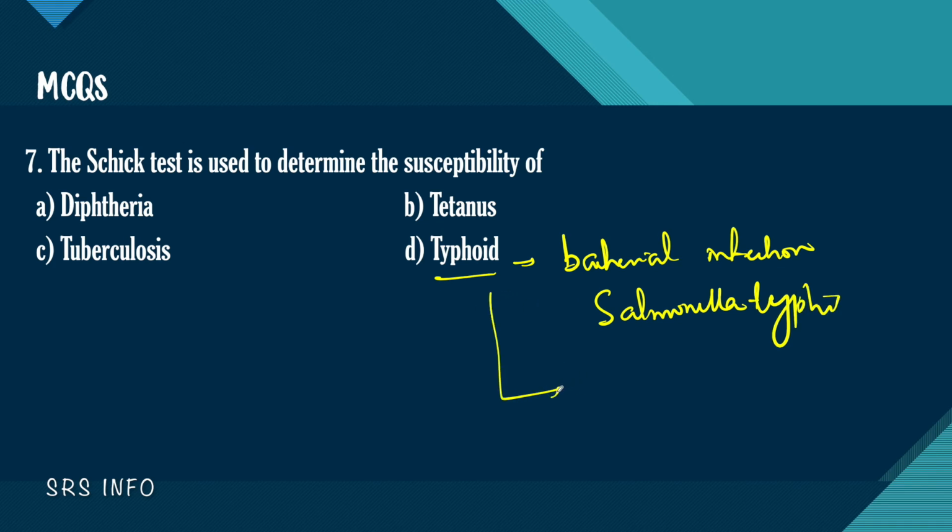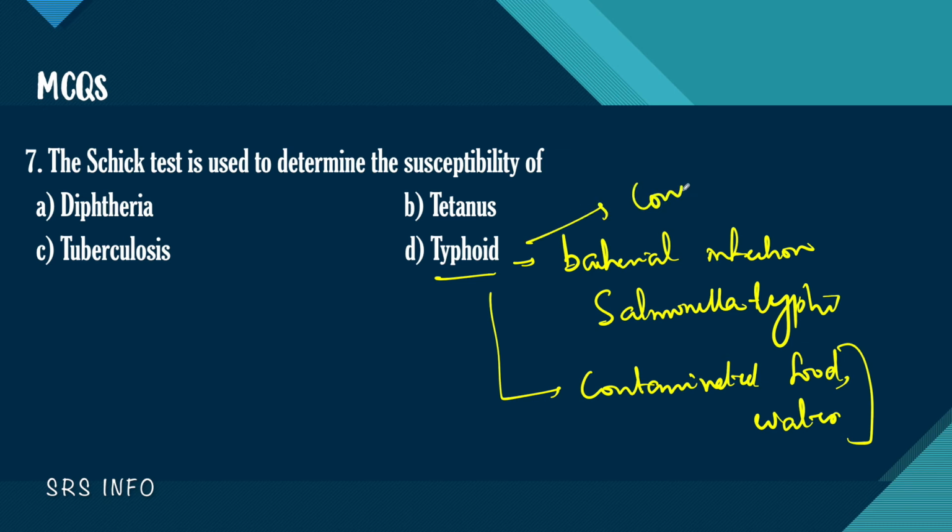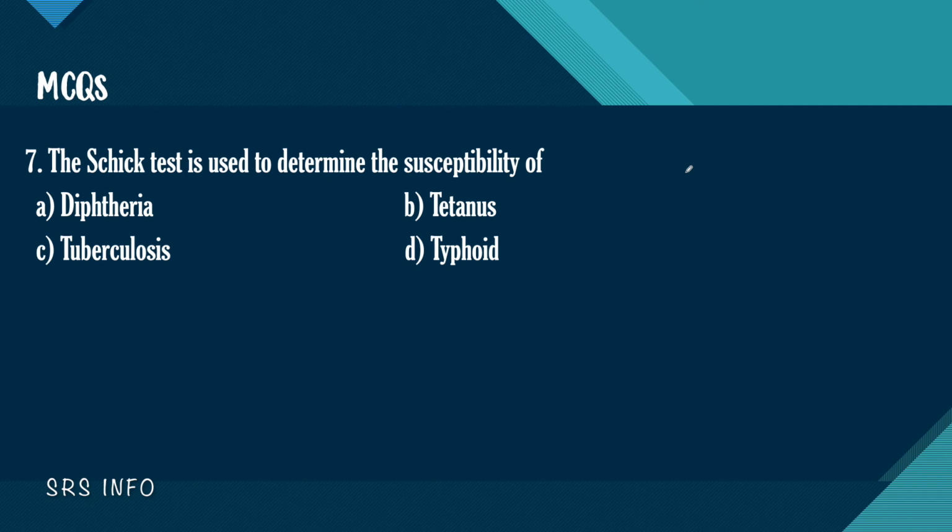And this typhoid is caused by the use of contaminated food and water. This spreads through contaminated food and water. So hygienic use of food and water is very important to prevent these types of diseases. Okay, and there are antibiotics available to treat typhoid. Conjugated vaccination is also available. So these are the information about these diseases. Here the Schick test is used to determine the susceptibility to diphtheria.